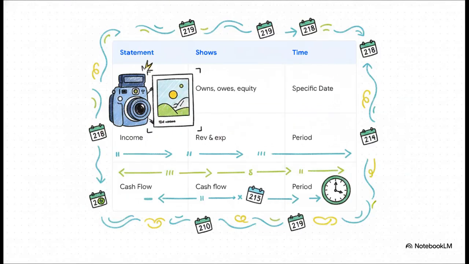And honestly, comparing these statements brilliantly illustrates why the balance sheet is so unique. When you look at the income statement or the cash flow statement, those cover a period of time, right? Like a whole year or a whole quarter. But the balance sheet is the only core statement tied to a single specific date. Think of it like a photograph. It captures the company's financial position at an exact moment, frozen in time, usually at midnight on the last day of a month, quarter, or year.